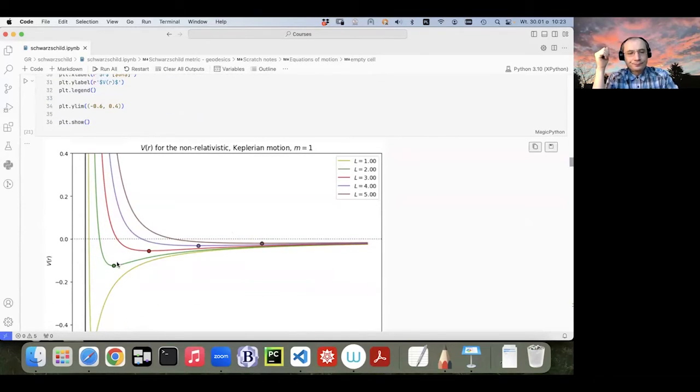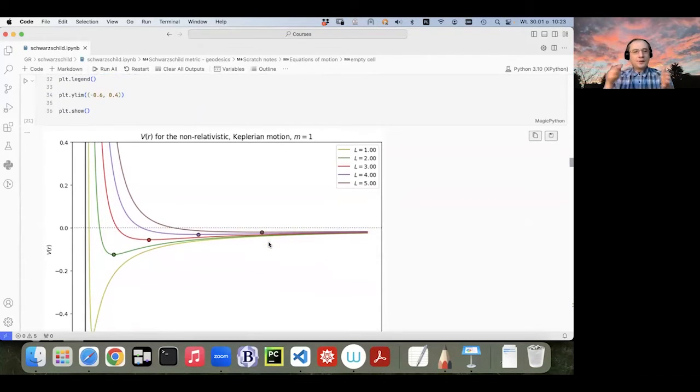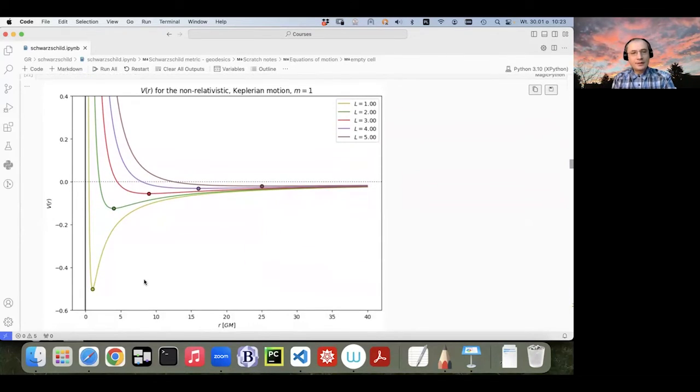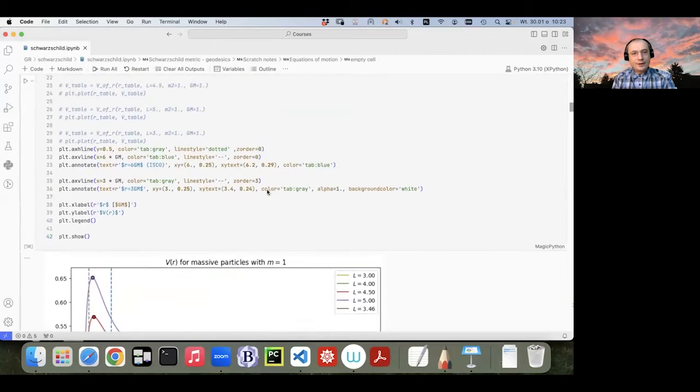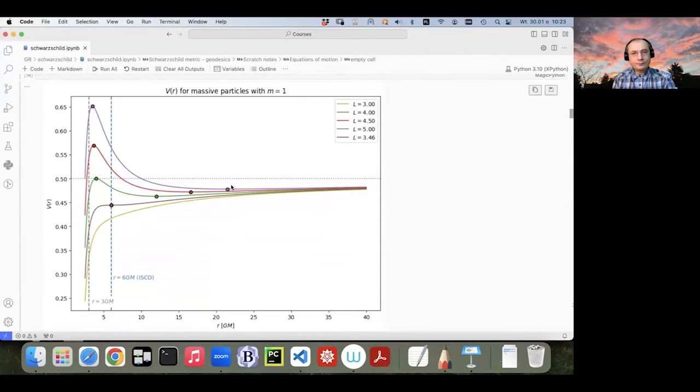So we've got minima of the potential at increasing distances from the center of the mass as L increases. And the same happens here, at least for sufficiently large L.